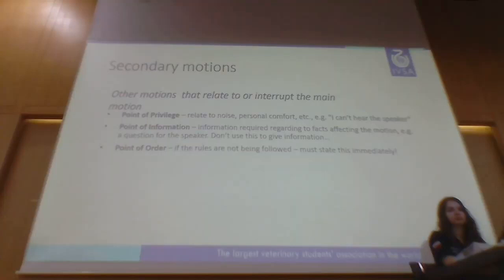You can also use a point of information. So information required regarding the facts affecting the motion. It's a question for the speaker. You don't say point of information and then give information. A point of information is literally a question. I would like to ask a question to the speaker concerning whatever you're talking about. So it's asking a question, not giving information. Then a point of order is if the rules are not being followed, you state this immediately.